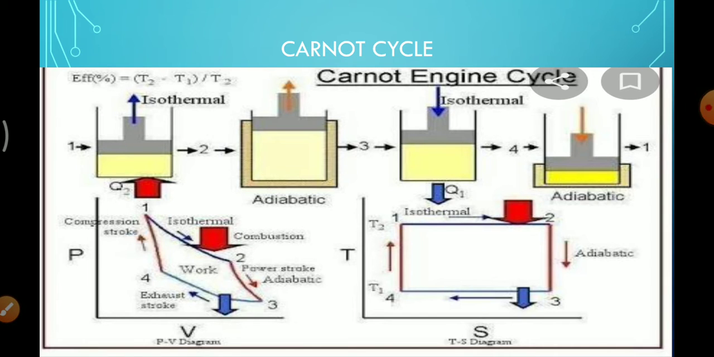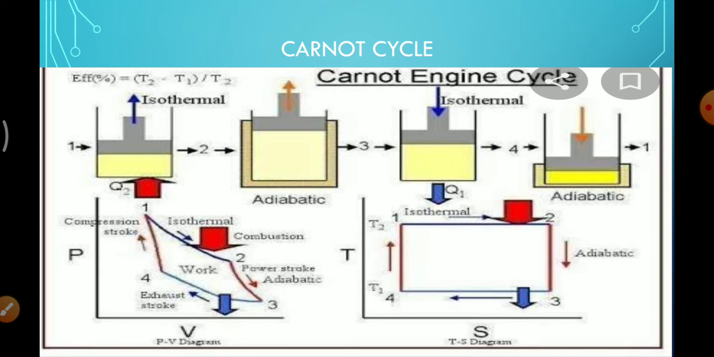It is the Carnot cycle. I, Mr. Ajit Ghatge, lecturer of Mechanical Department, CB Kure Polytechnic, Chikkodi. Today we are going to discuss the Carnot cycle. This cycle was invented by the French mechanical engineer Sadi Carnot in 1824.